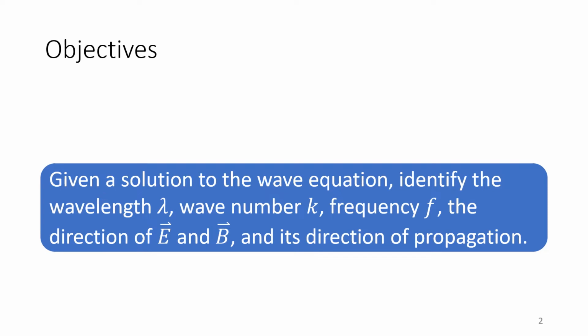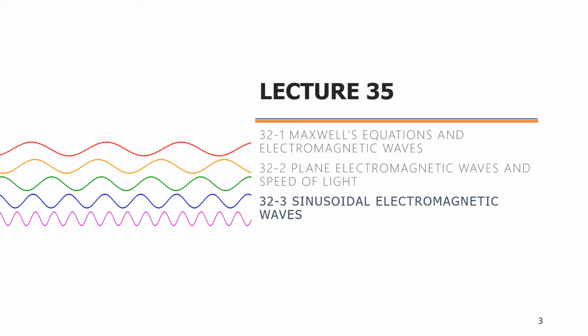Given a solution to the wave equation, we need to identify different properties such as wavelength, wave number, frequency, and directions of important vectors E, B, and propagation v. Lecture 35 discusses Chapter 32.3 of University Physics. This will be the last sub-chapter covered before we fully transition to the topic of optics.